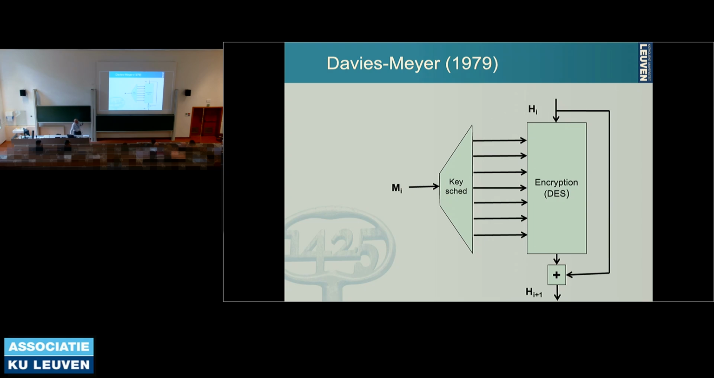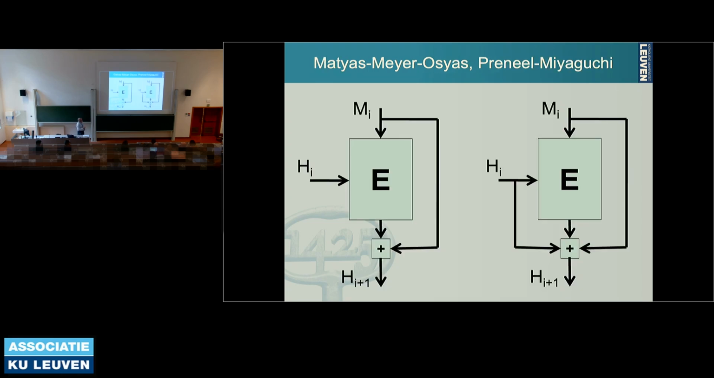Then after this initial design, people found some variations that I've shown here. They said, well, you can also switch. In the previous slide, I had the output of the previous step on the top and a new message block coming in here. You can also switch them. Or you can do that, but then you can also add the feed forward here. So that's basically the three ways you can take a block cipher and use it in a hash function.